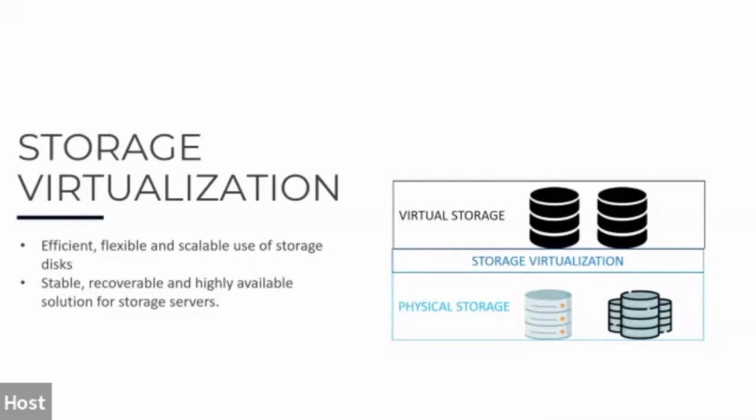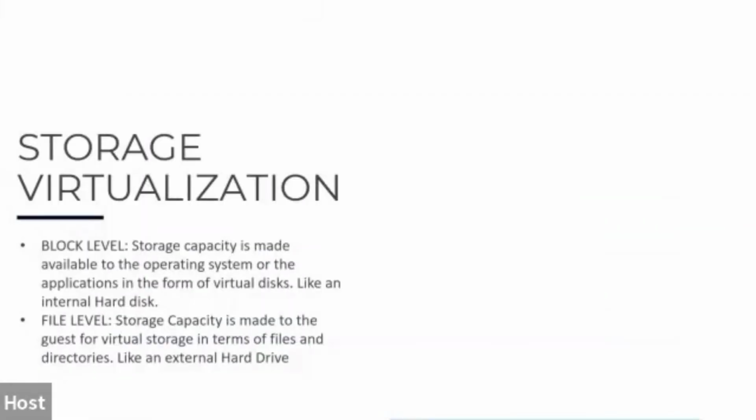Okay. It's actually a process of combining physical storage, right? From several storage devices. You have 20, 30 hard disks, and they all come in as different storage devices to you. But imagine if you put them all in one server and group them together to have a single storage that's readily available. That's called storage virtualization. Okay. Now there are two types of storage virtualization, guys. One is the block level and the other is the file level.